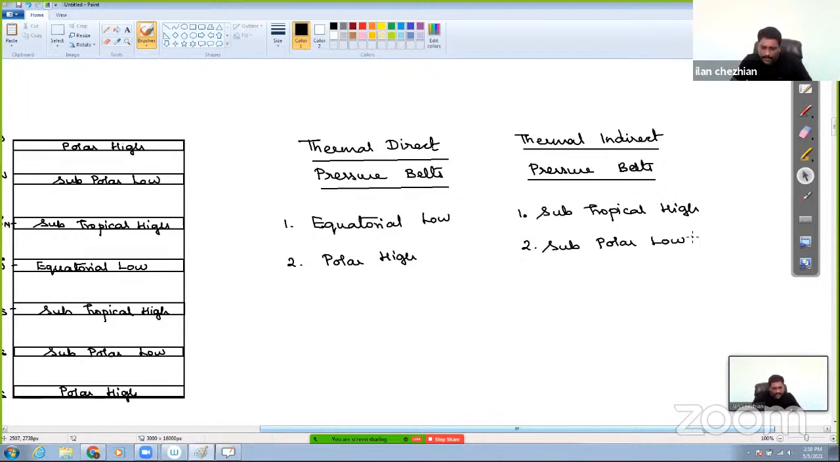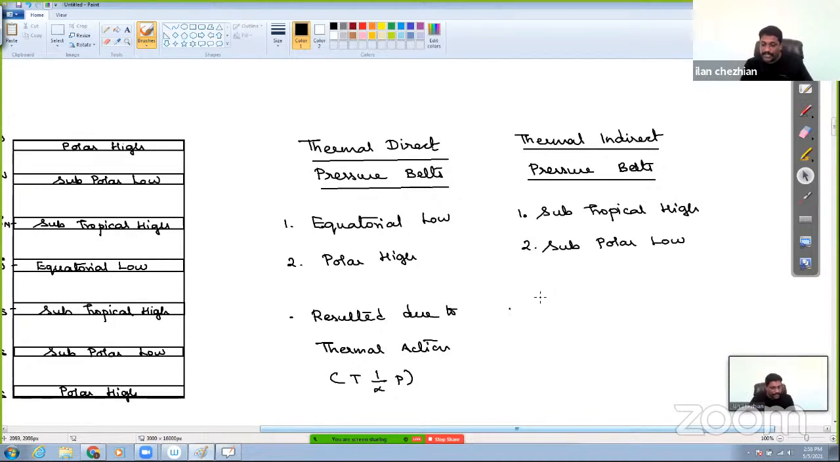Now, if you ask me how these thermal direct pressure systems or pressure belts were created, you can write it somewhere: these pressure systems resulted due to thermal action. Now, what is this thermal action? Very simple, right? Temperature is inversely proportional to pressure.